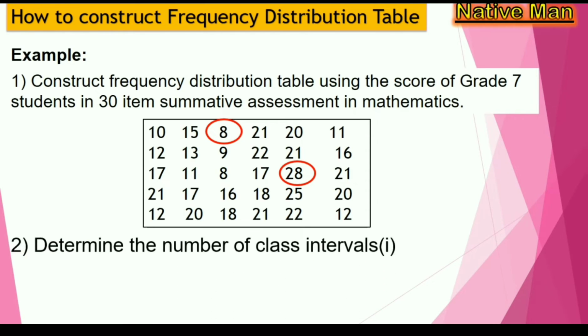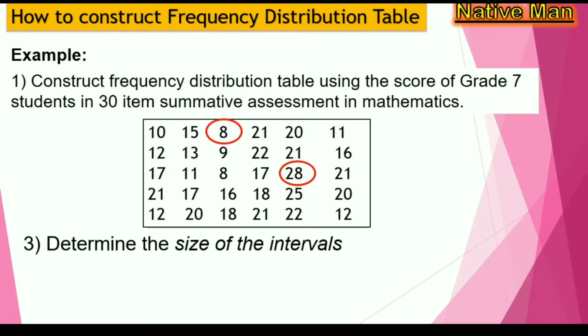Second is to determine the number of class intervals. As I said earlier, the class intervals depend on the size of the overall scores, which is 30. When the number of scores is 30 to 50, the number of intervals used is 6 or 7. When it is less than 30, the number of intervals used is 3, 4, or 5.